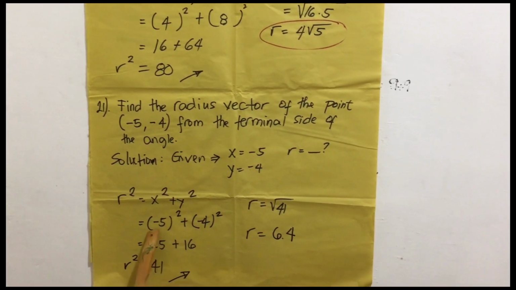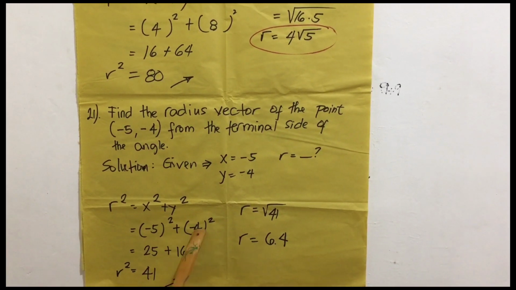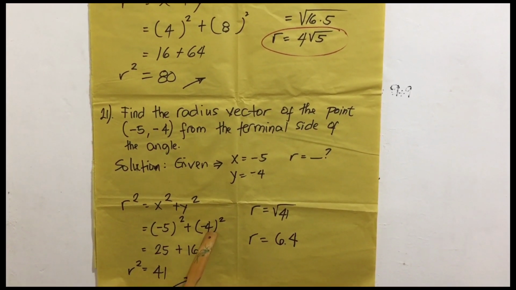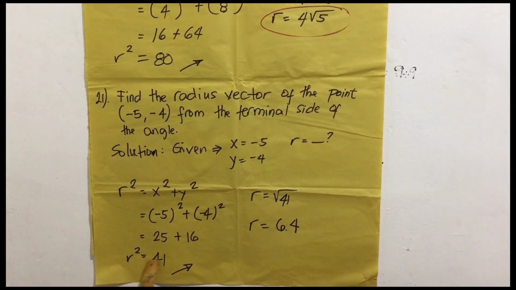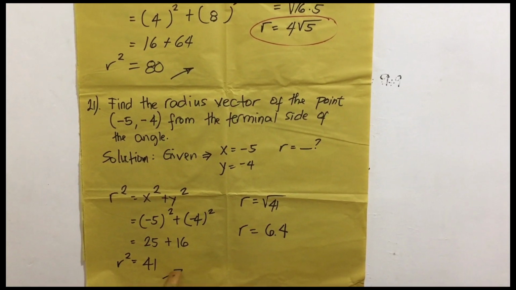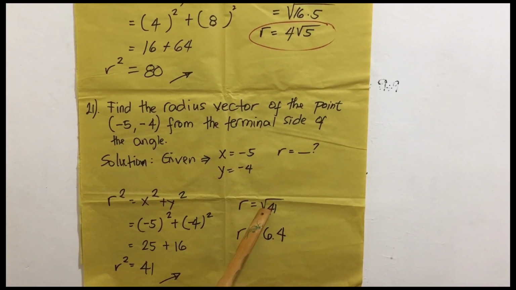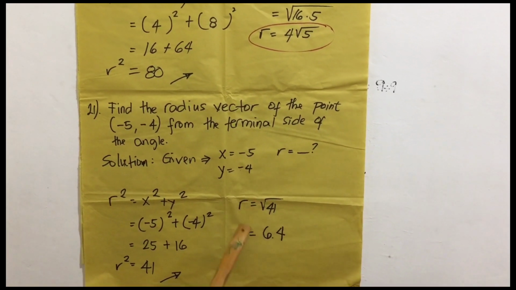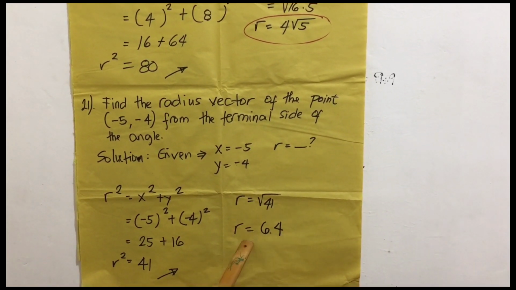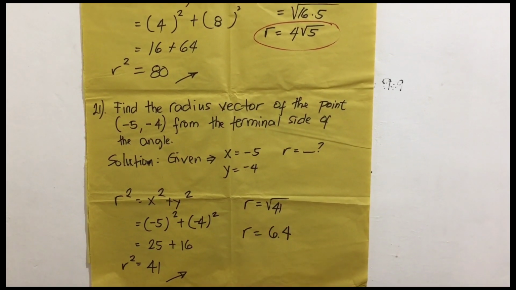Then extract the exponent. -5 times -5 equals +25, plus -4 times -4 equals +16. And we're going to add, we have r squared equals 41. Then we're going to compute the square root of both sides. We have now r equals the square root of 41, and the square root of 41, the radius vector, is now 6.4. So this will be our final answer.